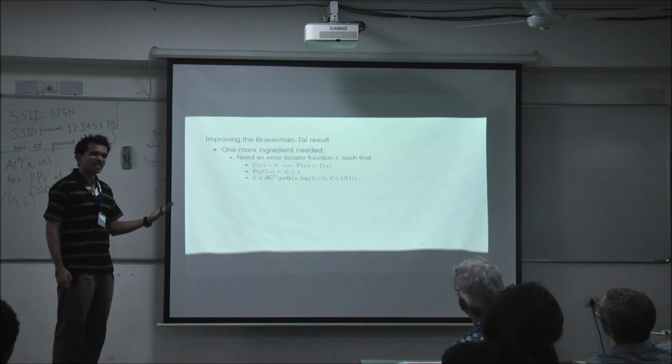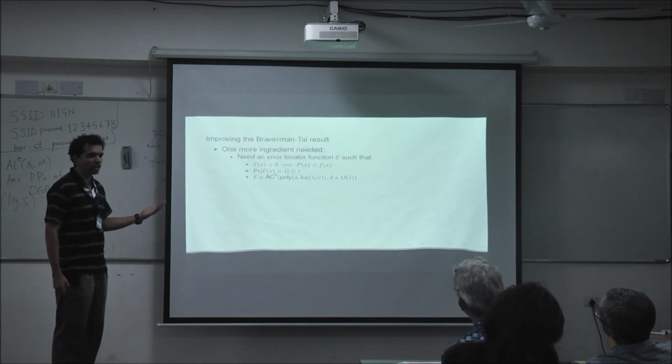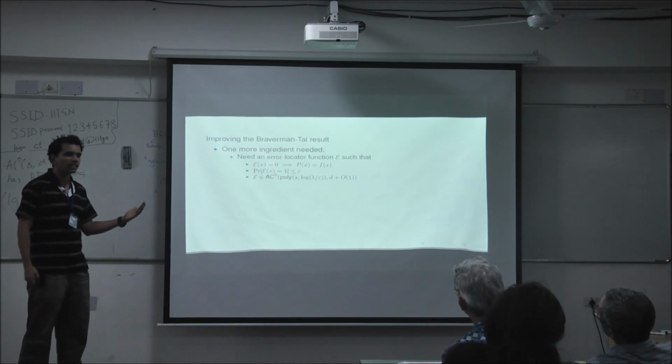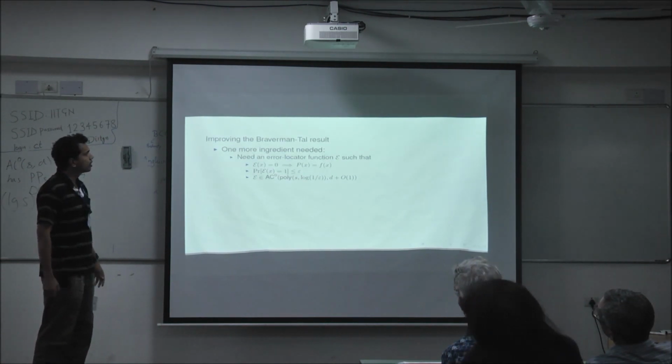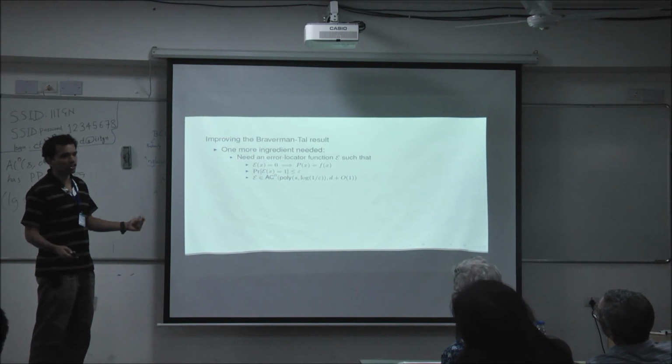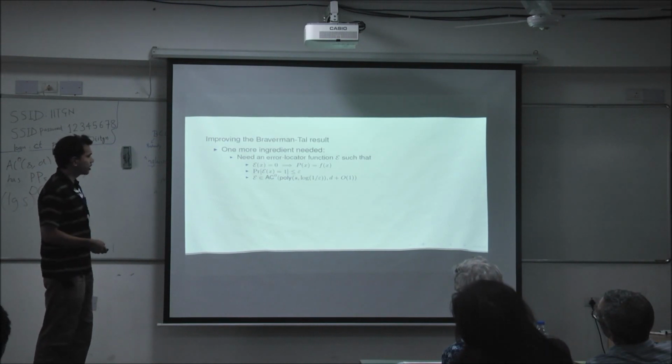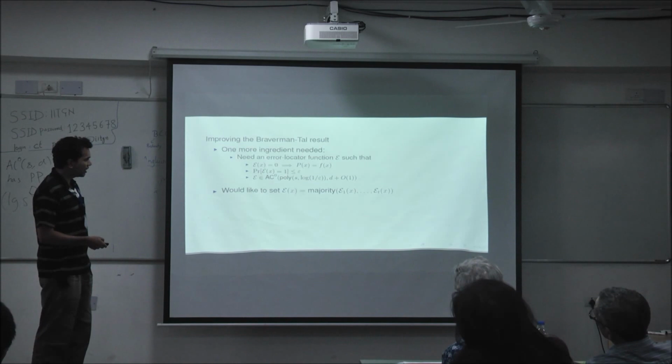And the reason there's a problem is that we are using majority. And majority is not in AC0. Yes, that's a bad thing. So we should not be able to construct such an error locator function. Right. We can't do this.